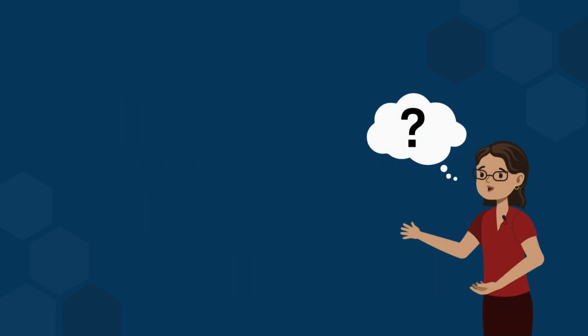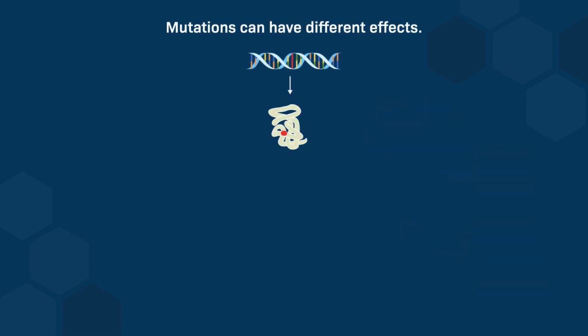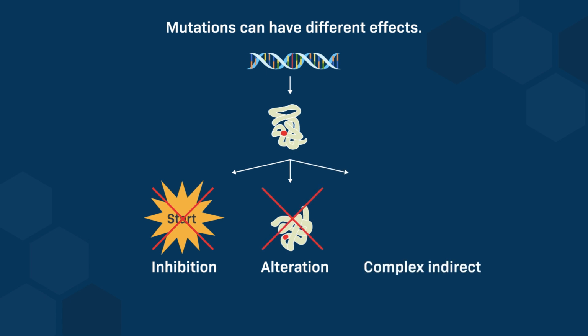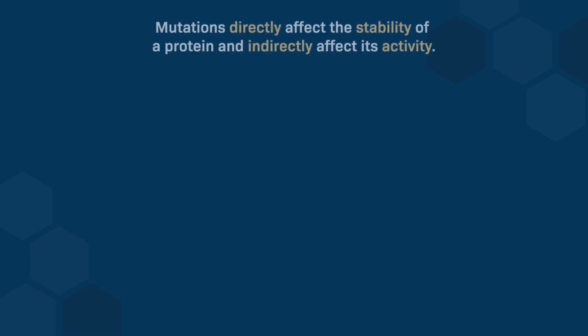So, what is the correlation between a genetic mutation and the structure and activity of an enzyme? Mutations in genes can have different effects, including the inhibition of protein synthesis, the alteration of the structure of a protein, which leads to a loss of activity, or more complex indirect effects, such as on the activity of enzymes. Let's delve into two examples to illustrate these concepts. The first example involves a mutation that directly affects the stability of a protein and thus indirectly affects its activity.